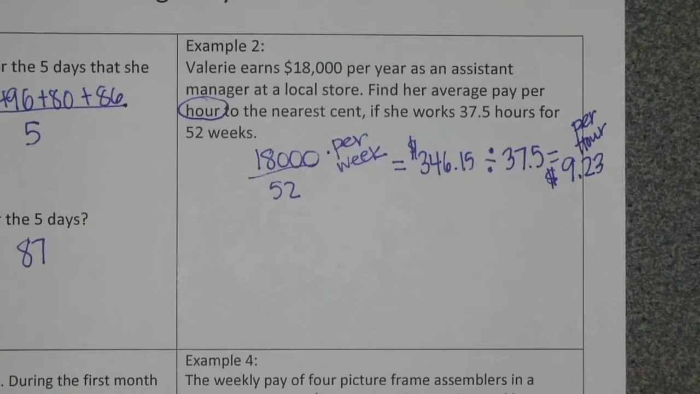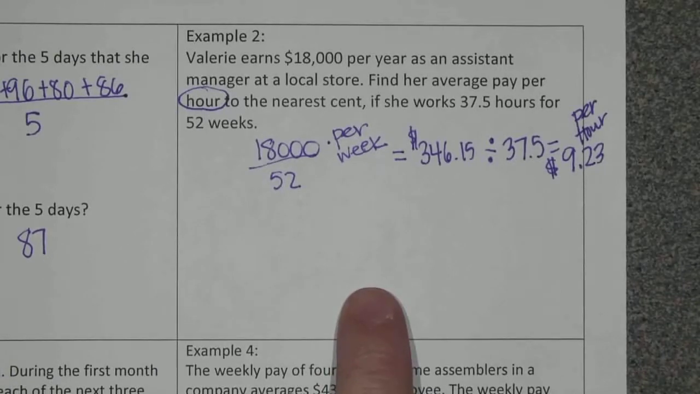$9.23. Actually, we should have known it was going to be a fairly low amount per hour when you're only making $18,000 per year, right? Yeah, you definitely want a job that pays better than that. Okay, questions on this problem?